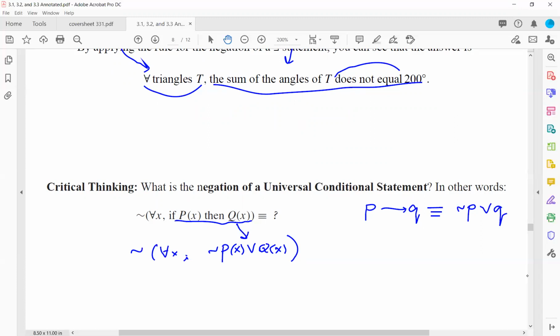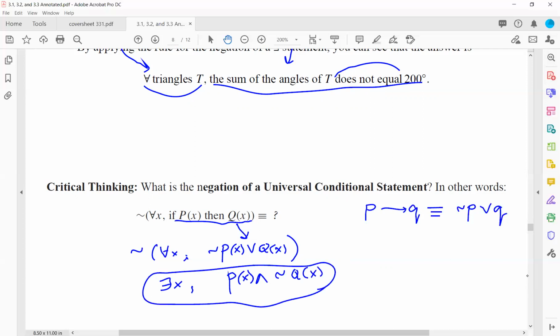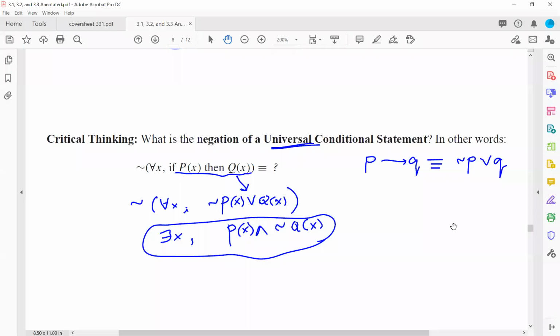The negation of for all is going to be there exists, such that the negation of not P, double negation, gives you Px. The negation of or is going to be and, and the negation of Q is not Qx. That's the negation of a conditional statement. For a conditional statement, it's always universal. Perfect.